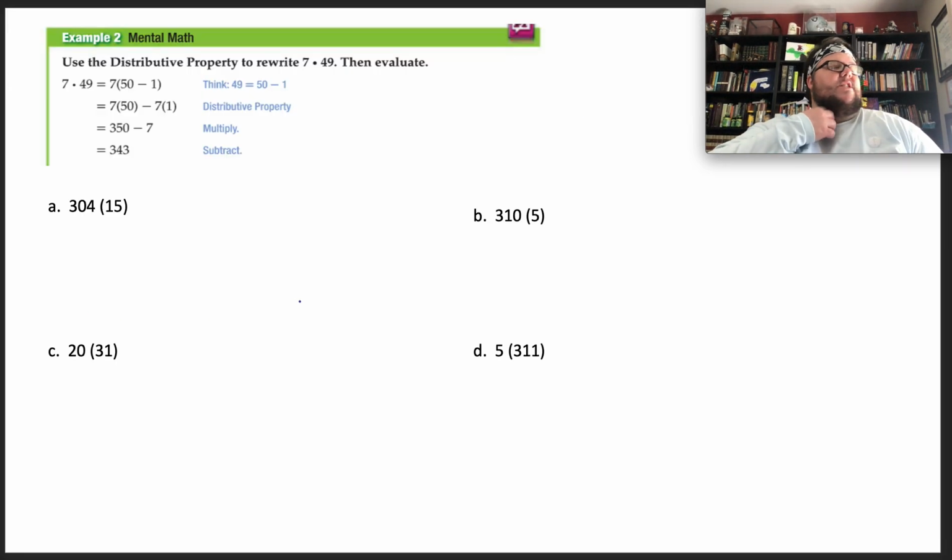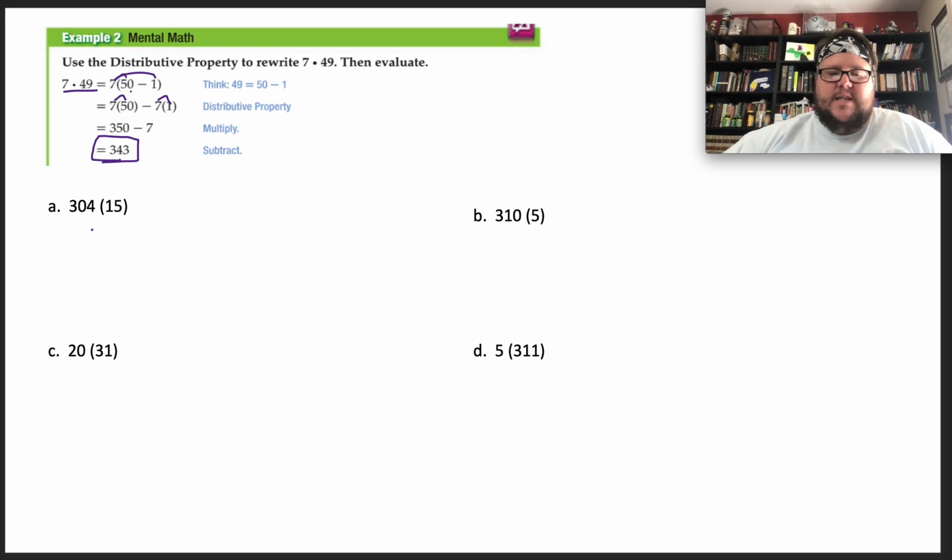We can use the distributive property to do some mental math. So if I were to have 7 times 49, I could break 49 up as 50 minus 1. And so if I did 7 times 50 minus 1, that would be 7 times 50, which we know 7 times 5 is 35, and then just add the 0 at the end. And then minus 7 times 1, which is 7. So then you get 350 minus 7, which is 343.